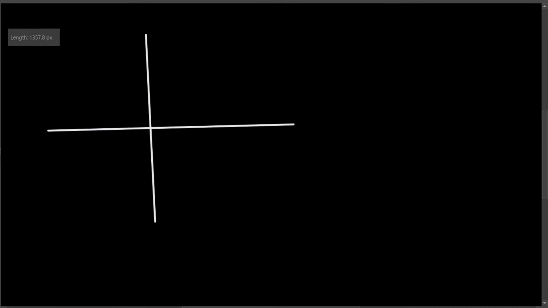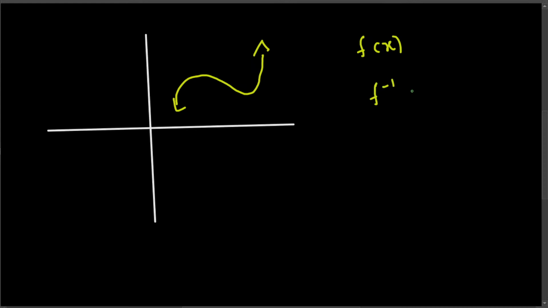Let's say there's a graph given like this. Okay, so let's say this is our graph. We have a graph, and this is our f of x function, and we want to know if f inverse is a function. So first we have to know whether f of x is a function.